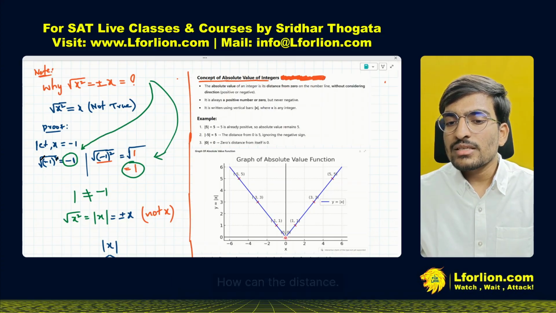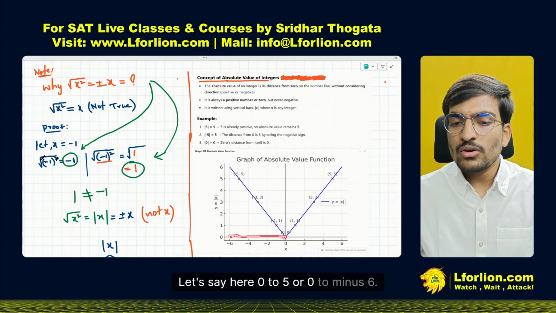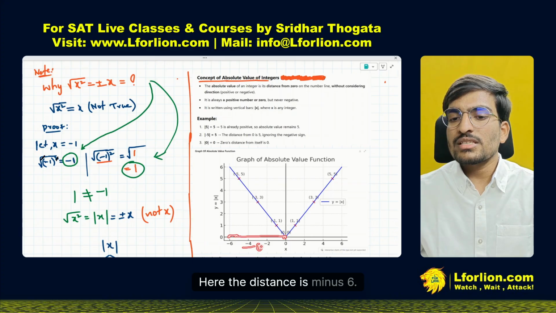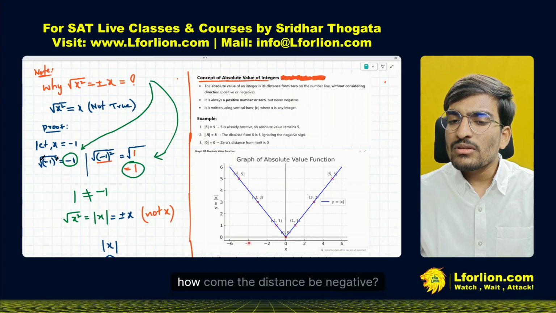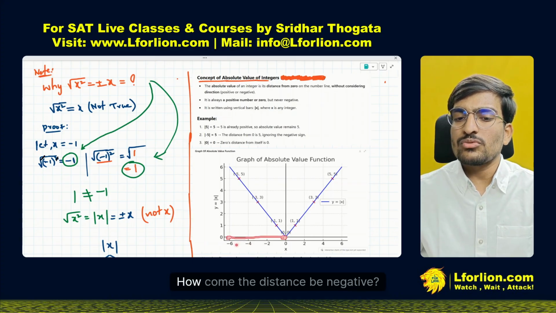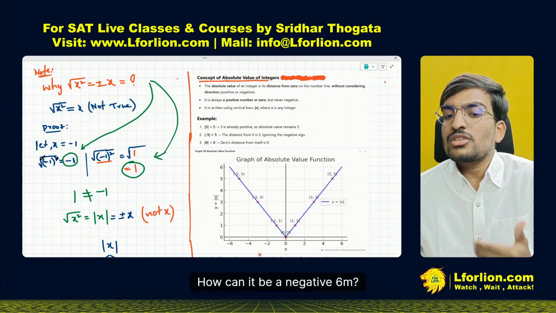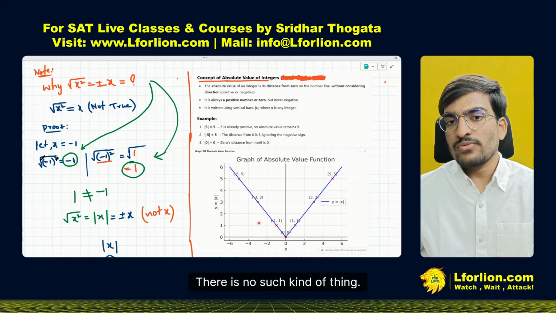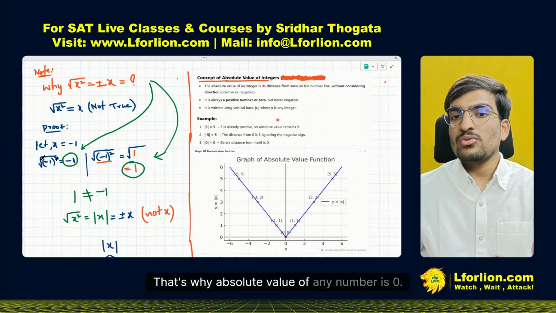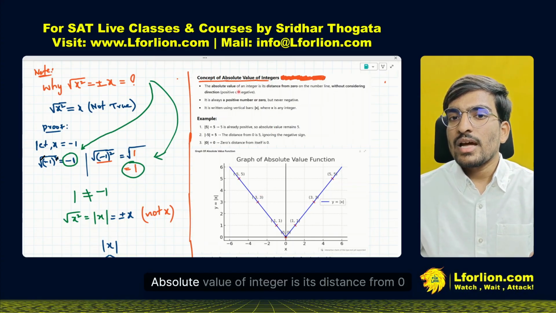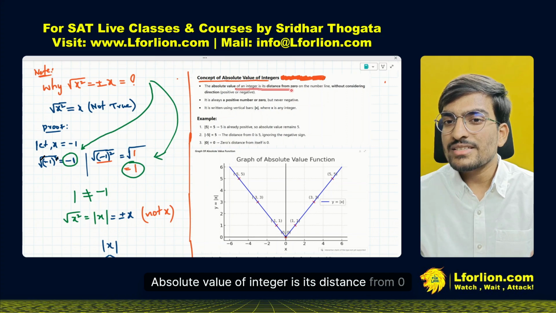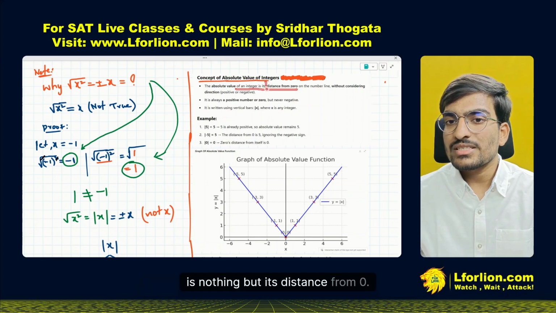Let's say the distance from 0 to 5, or from 0 to negative 6. How can the distance be negative 6? It is 6 meters. How can it be negative 6 meters? There is no such thing. That's why the absolute value of an integer is its distance from 0.